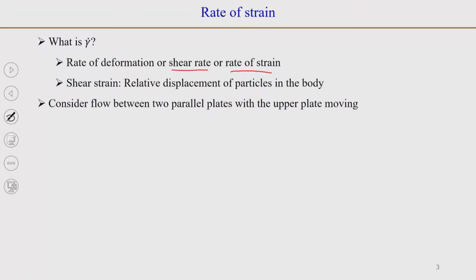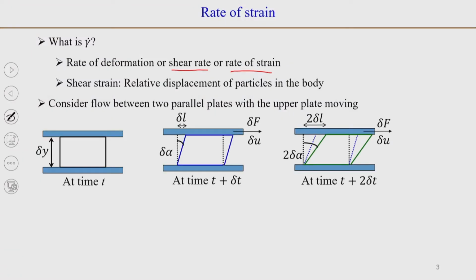So, to understand this, let us consider flow between two parallel plates. You have a plate at the bottom and a plate at the top, and you apply a force F on this plate, and because of this force, the fluid between them starts undergoing deformation, it starts moving. So, at time t plus delta t, let us say you start applying force on the upper plate. This plate is stationary, and the upper plate is moving.